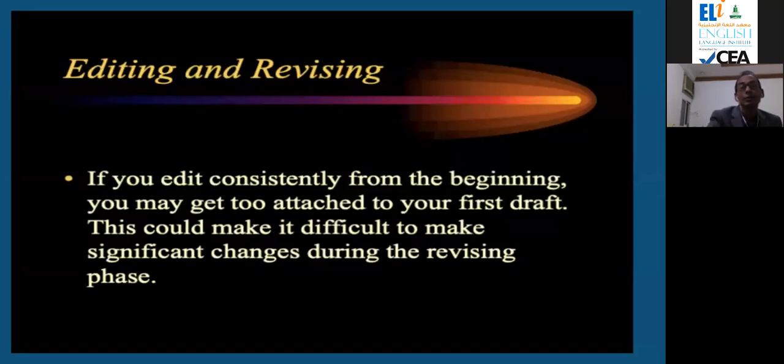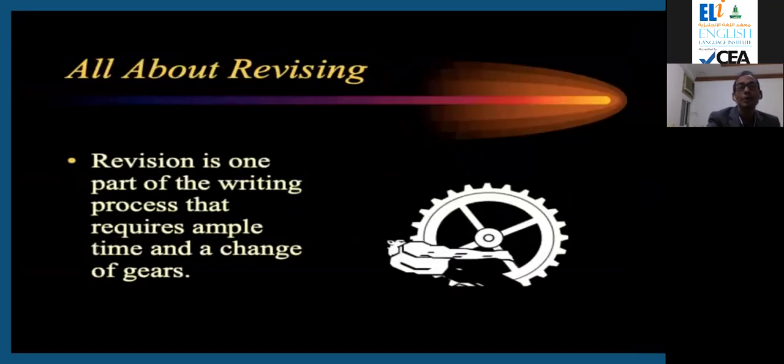This could make it difficult to make significant changes during the revising. Moreover, supposedly, if you are going to remove the paragraph altogether or the complete page, what's the point of having written it in the first place? Because anyway, you're going to delete it. So there's no need of editing before you really complete the draft.